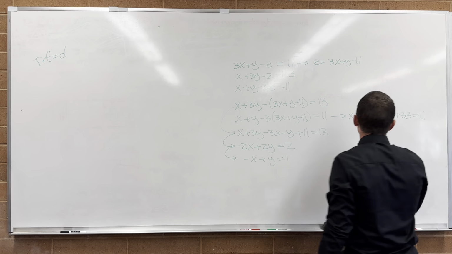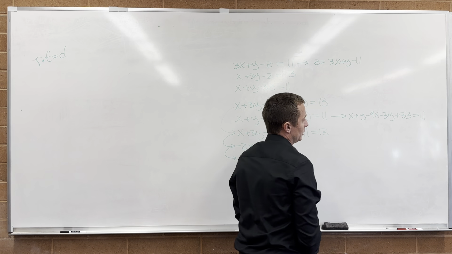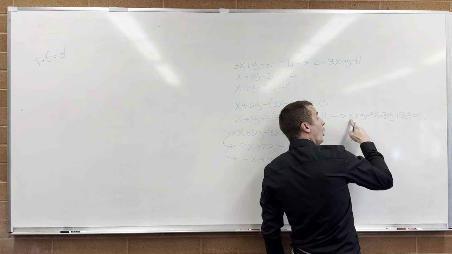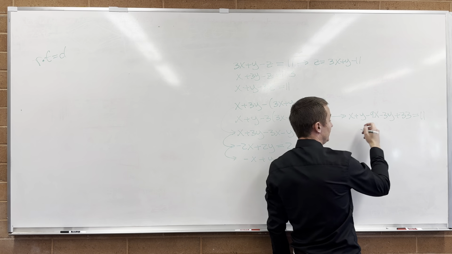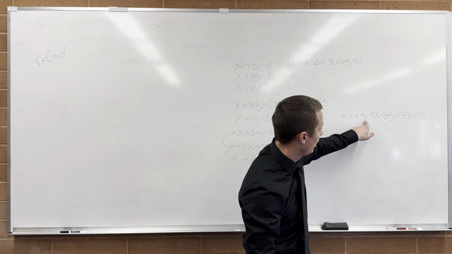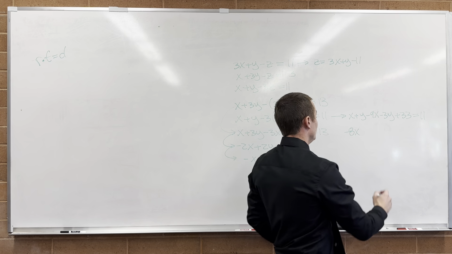Okay, combine our x's and our y's. How many x's do I have total? I have 1 and negative 9, which leaves me negative 8. So I have negative 8 x's. How many y's do I have? I have 1 and negative 3, which leaves me negative 2.